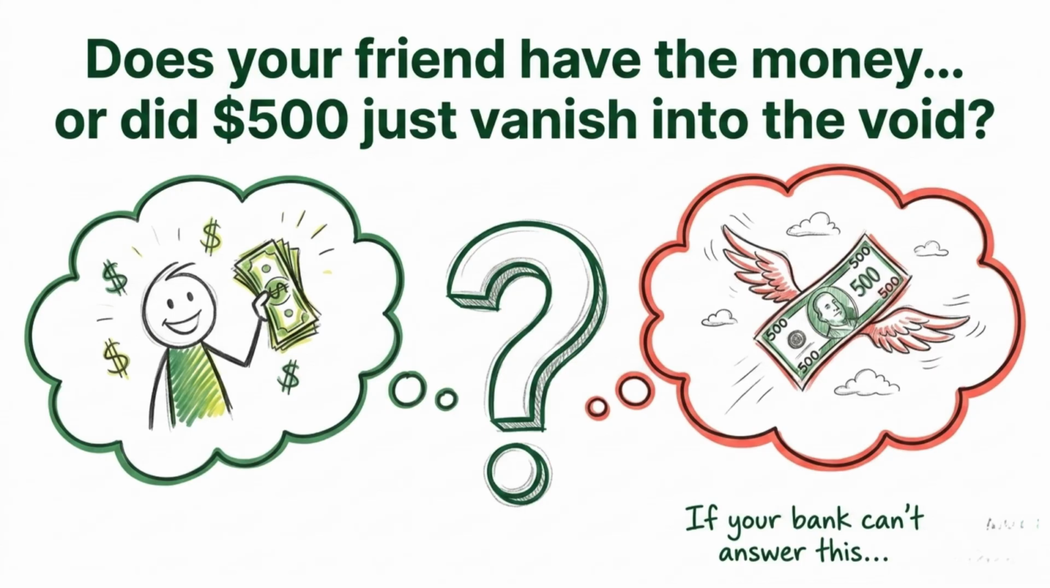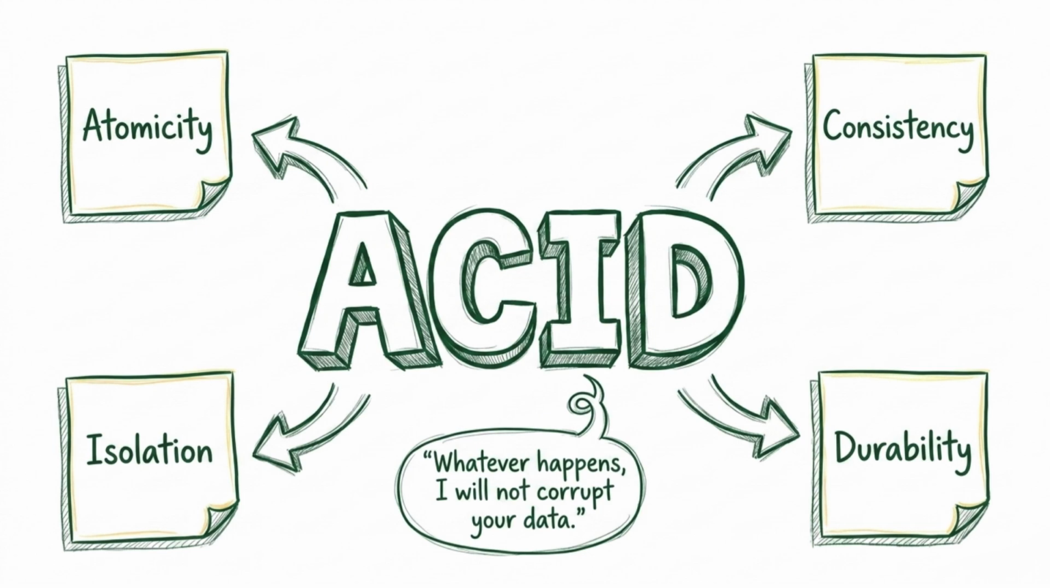Does your friend have the money, or did it vanish? This is the terrifying question a failed database forces you to ask. Your account shows the money left, but your friend's account shows nothing arrived. $500 has disappeared into the void. If your bank's database cannot guarantee this never happens, you have a system that nobody can ever trust with real money.